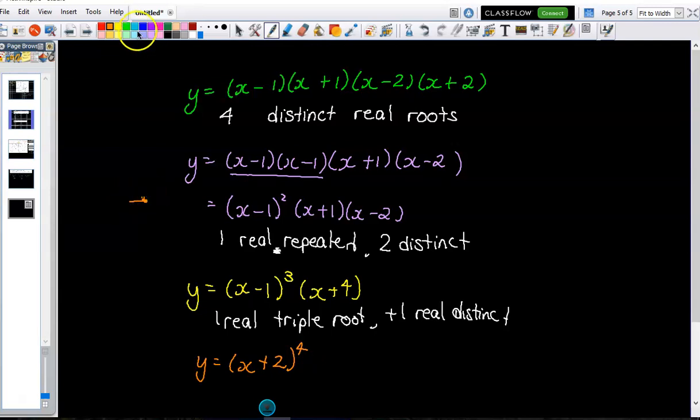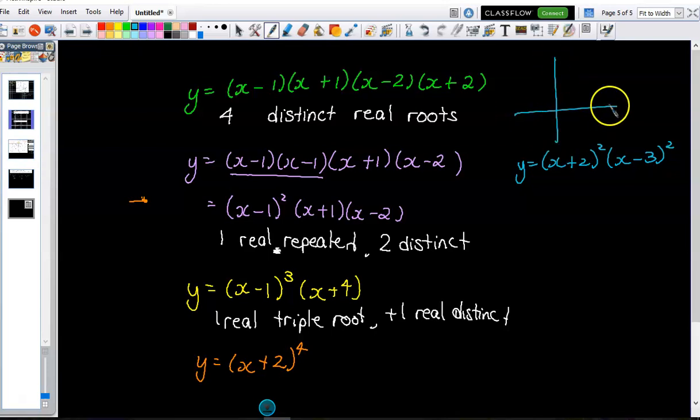What about something on this? Yep. 2 squared ones, right? So what if we had y equals x plus 2 squared, x take 3 squared? You're getting how you can get all the different combos of these? And each one is going to look a little bit different because we know when it has 4 distinct real roots, that's when it will, or could, cut the axis.